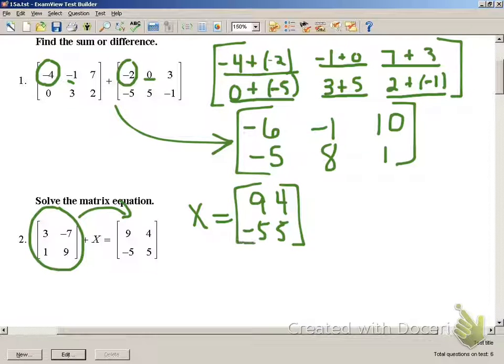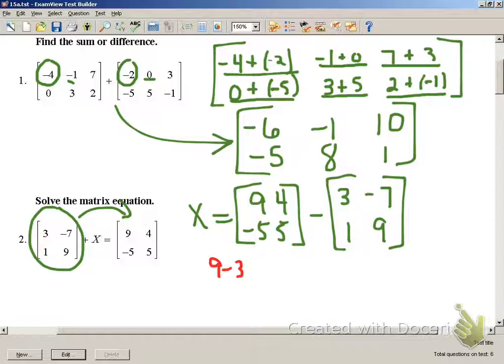minus our 2 by 2 matrix. So very similar to question number 1, we're going to combine the given entries. So we'll say the first entry minus the first entry of the other matrix. So 9 minus 3. We would then have 4 minus a -7. -5 minus 1. And then 5 minus 9.